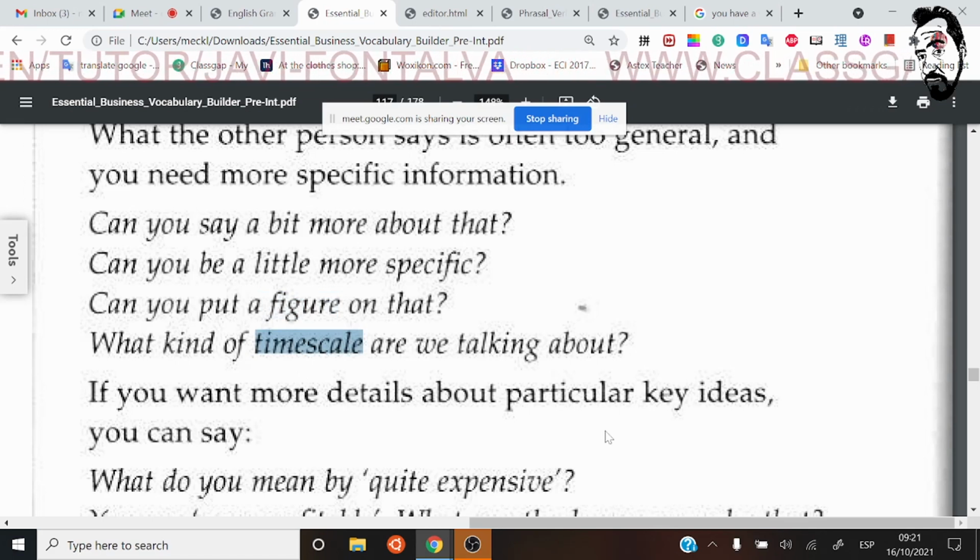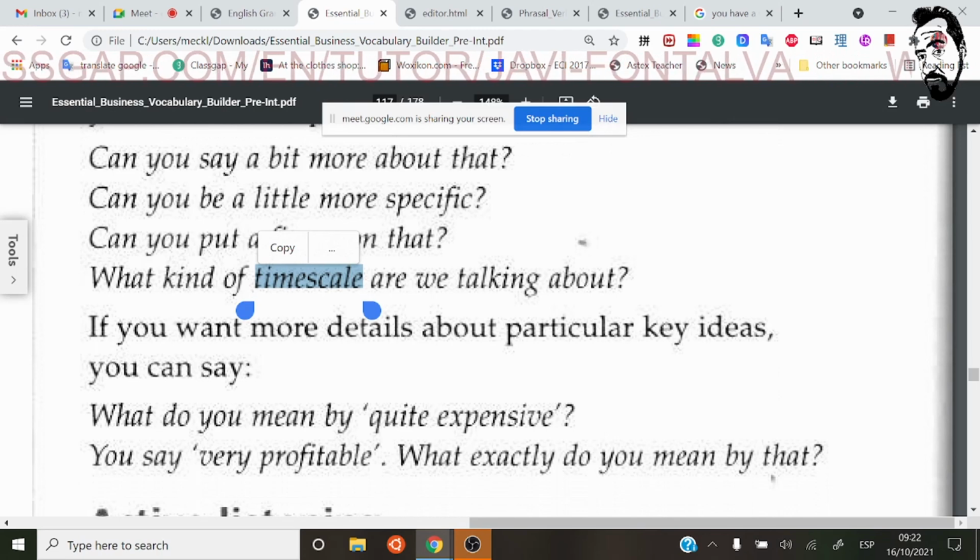Okay. Sí. Okay. What kind of time scale are we talking about? Okay, time scale is like tiempo para hacer algo, yeah? What kind of time scale are we talking about? ¿De qué tipo de tiempo disponible estamos hablando?